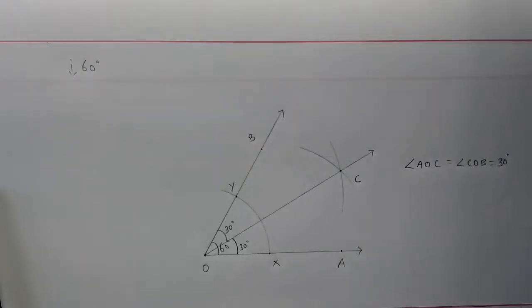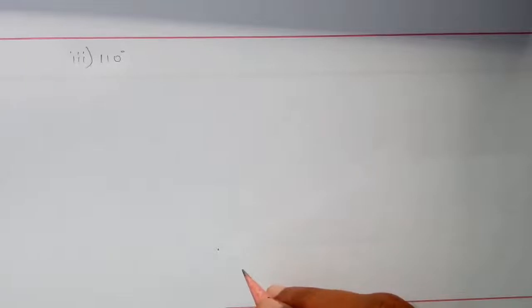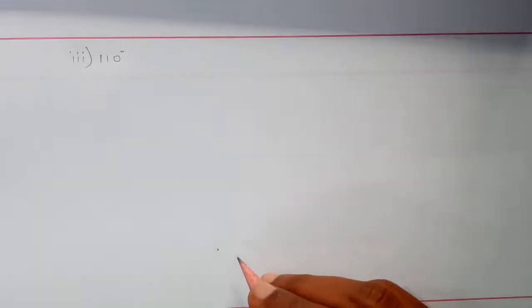The same way you have to do it for different angles. Whatever steps we do in this angle, the same steps we have to use for different angles. Now we will construct 110 degrees. 110 degrees we will construct. So for this we have to draw a ray. Keep a point, use the ruler.